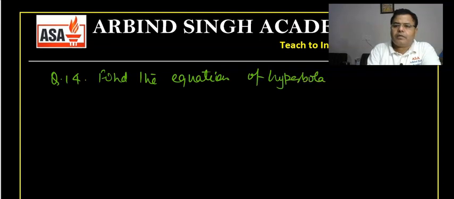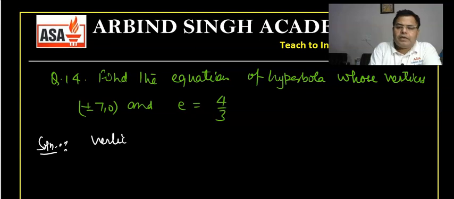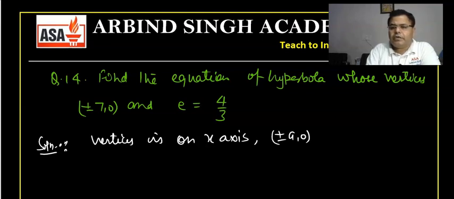Find the equation of hyperbola whose vertices are plus minus 7, 0, and eccentricity is 4/3. This is given. Now since vertices are on the x-axis, therefore plus minus a, 0 is equal to plus minus 7, 0. This implies a is equal to 7.